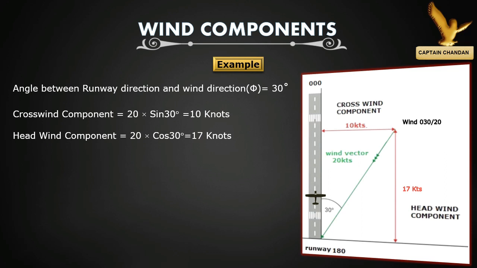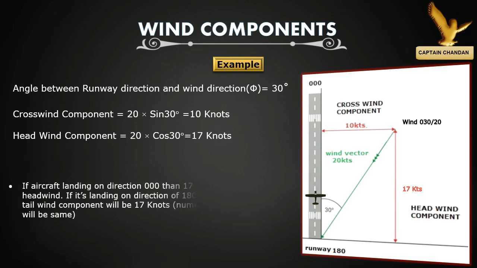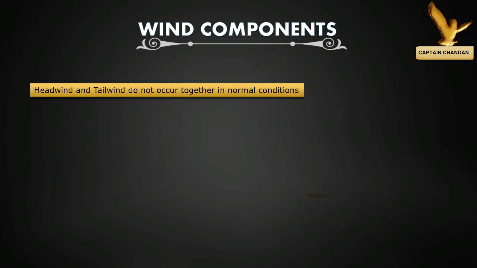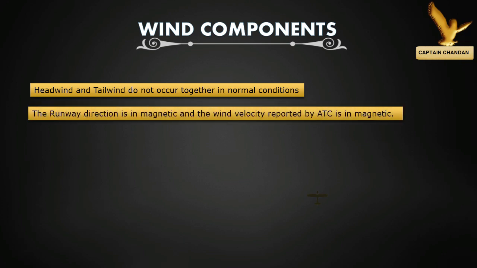You can also use a flight calculator or flight computer to get wind component. If the aircraft is landing on a direction of 000 degree, then headwind will be 17 knots. If the aircraft is landing on a direction of 180 degree, just suppose it, then it's tailwind and it will be the same value, that is 17 knots. Point to remember, headwind and tailwind do not occur together in normal condition. So headwind comes with crosswind and tailwind also comes with crosswind, except when wind is parallel to the flight path.